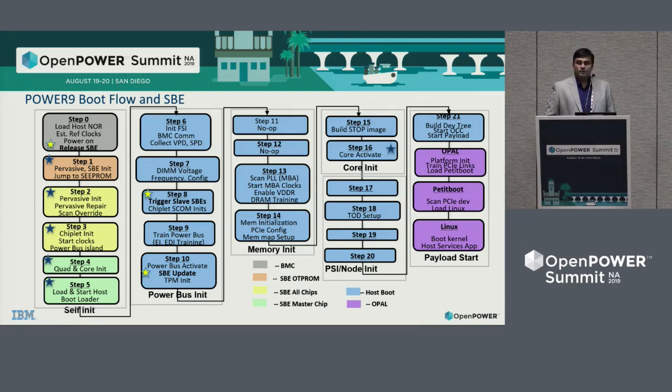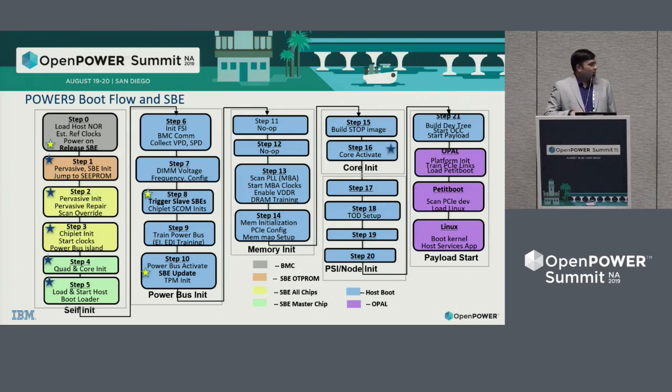And then if you see here in step 8, that is when the host boot is running on the master chip, and it can actually trigger the slave SBEs, the other chips in the system, to start booting, and they would start from here again. And if the host boot finds a new code update on the PNOR where the SBE image is changed, it would trigger an SBE update in step 10 that you see here.